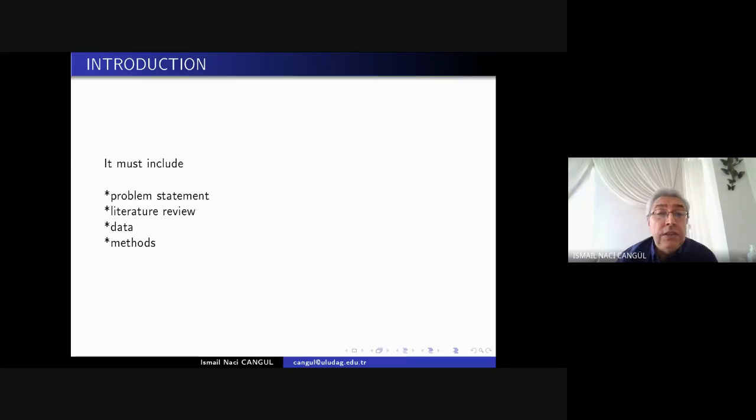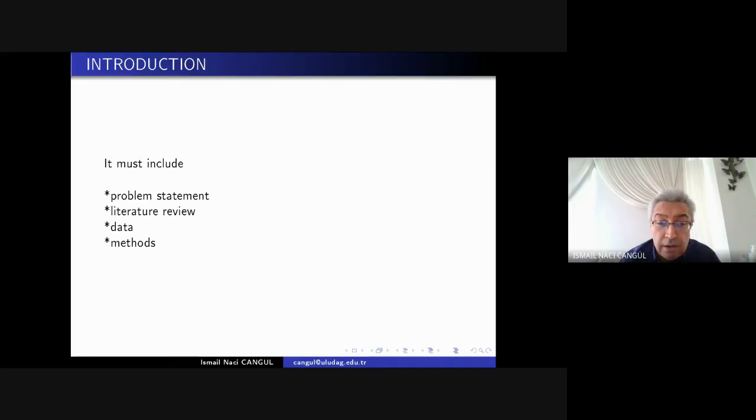Introduction. Introduction is also very important, like the abstract and title. It must include the problem statement, what you will solve, and why you will solve it, okay? Literature review, what is done already related to the problem. If it's not an extremely new problem that you are introducing, there must be some papers done in the area. So a concise and up-to-date literature review should be given, okay?